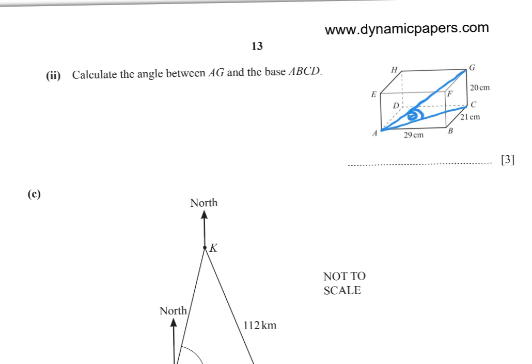So to find this angle, you have a right angle triangle. You have the opposite 20, and we found AG, which is 41, so AG is 41. Now we have the opposite and the hypotenuse, so to find the angle theta, sine inverse of 20 over 41, which is 29.2 to 1 decimal place.